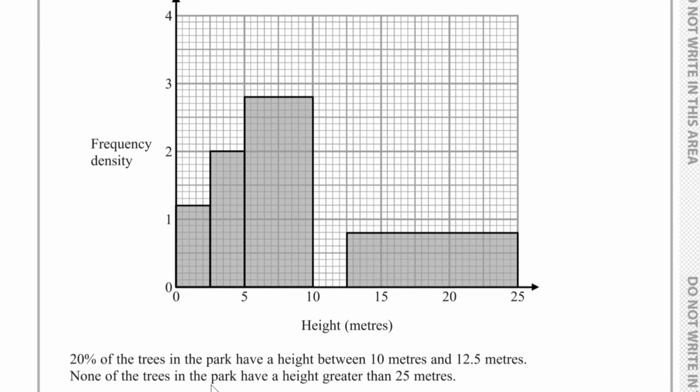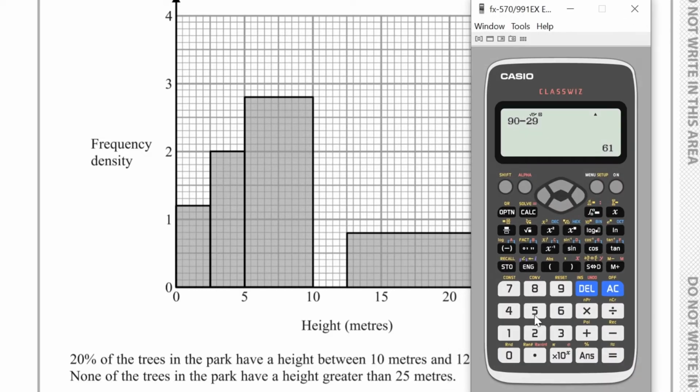So if we work out the area of this first rectangle, we have a base of 2.5 times by the height, which is 1.2. Turns out here we get 3. Here we've got a base of 2.5. The height here is 2. So it turns out here we have 5.